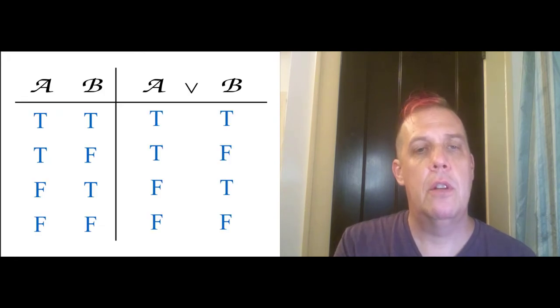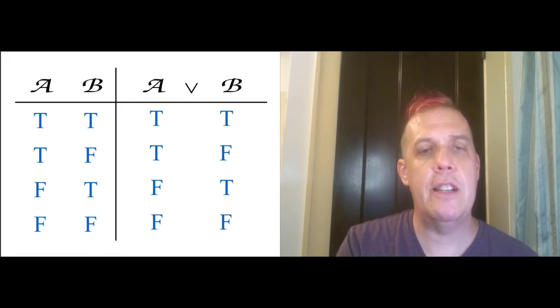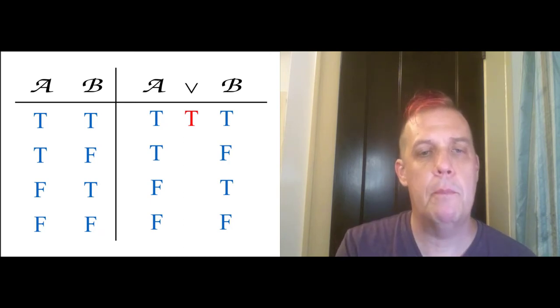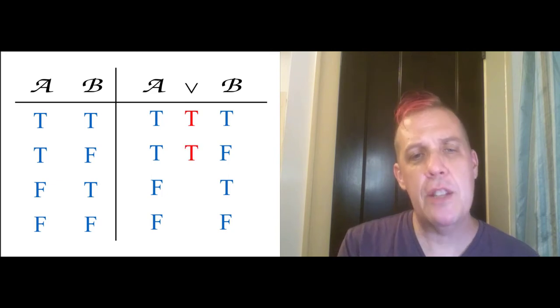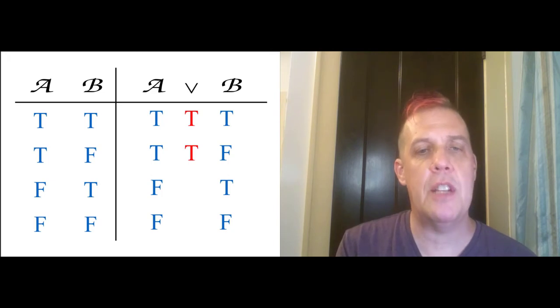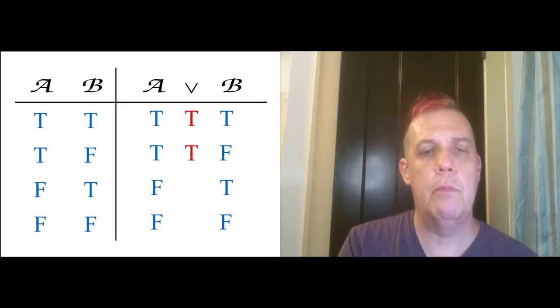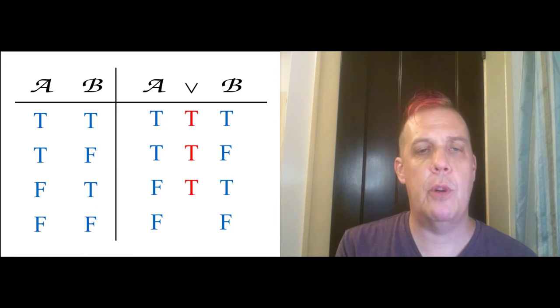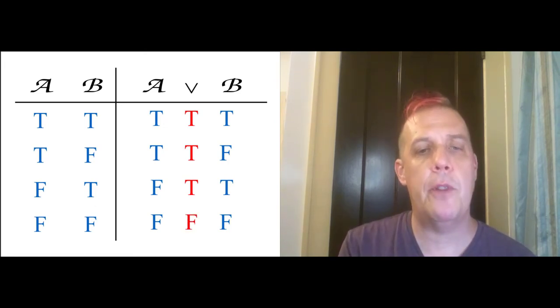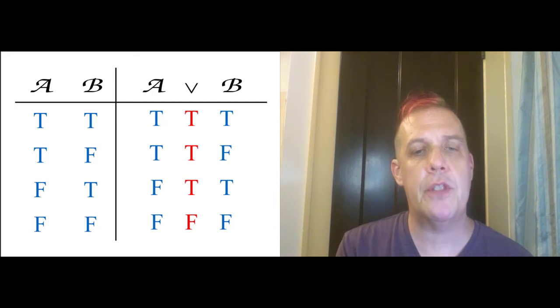So let's just look at this truth table again. We've got 4 possibilities. If both A and B are true, then the or statement has to be true because it's the inclusive or. If B is false, that's fine as long as A is still true, because then the statement A or B is true. Same is true if A is false and B is true. The only time the whole thing is false is when both sides are false.